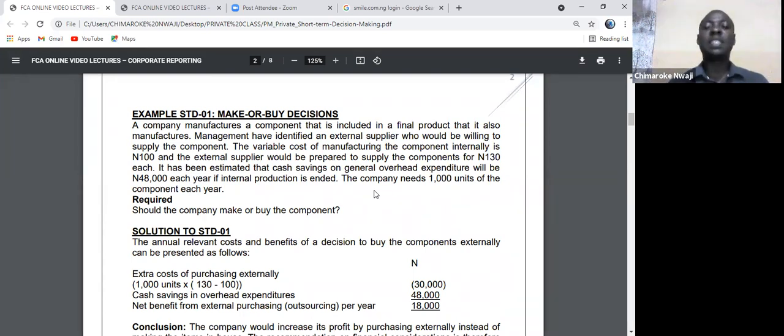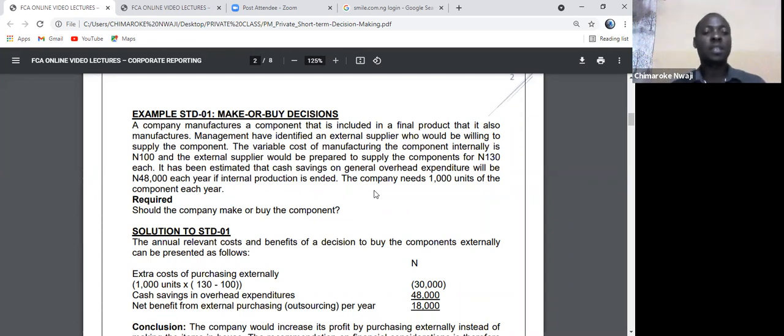Now the company needs 1,000 units of the component each year. Should the company make or buy the component? I told you that in a make or buy decision like this, you're going to be comparing the cost you will save if you stop doing it internally. That means if you have sourced it out to an external person, how much are you saving for doing that? Then you're going to compare it with how much you are going to spend on doing that external sourcing.